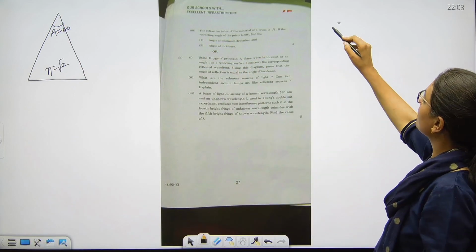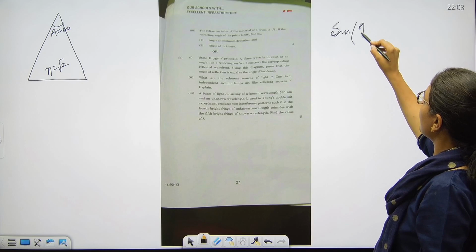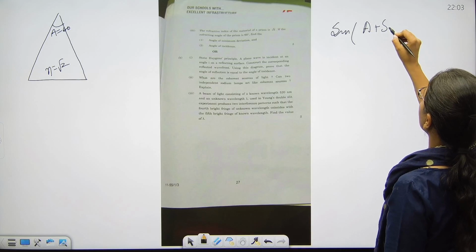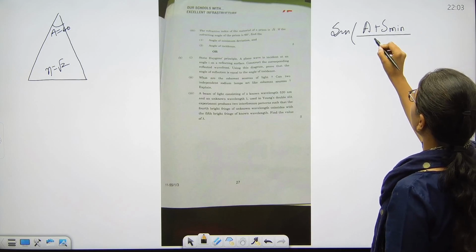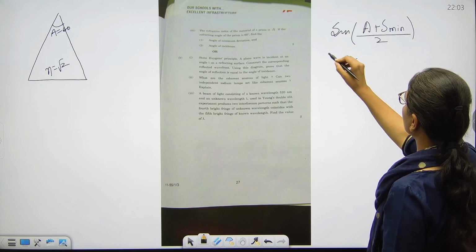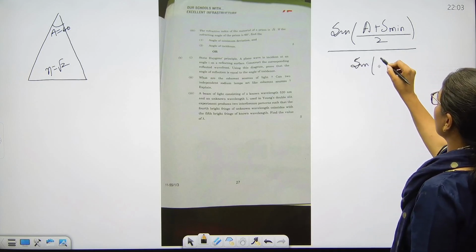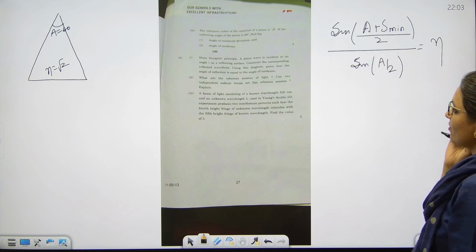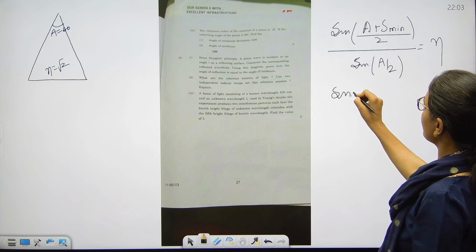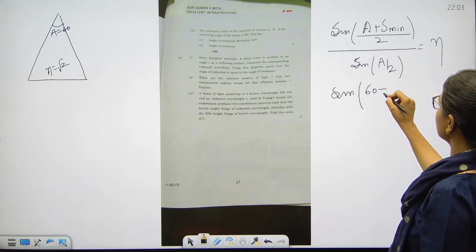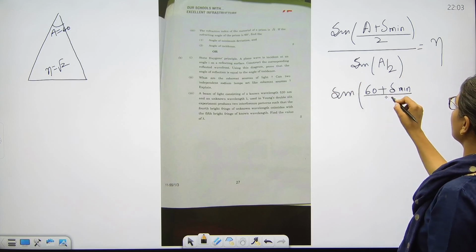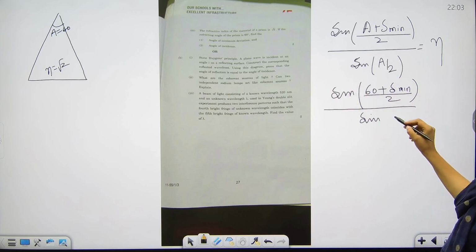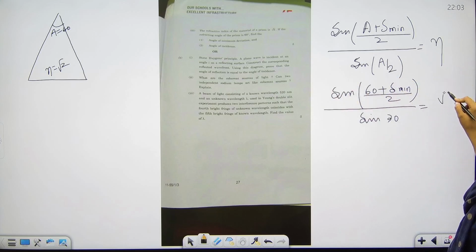We have the formula here: sine of (A plus del minimum) divided by 2, divided by sine A by 2, is equal to refractive index. This is the formula, na? So just put the values. Sine of (60 plus del minimum, which we need to find) divided by 2, divided by sine of 60 divided by 2, which is 30, is equal to refractive index √2.